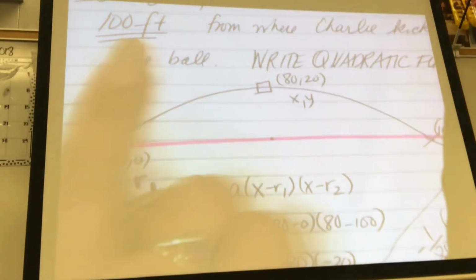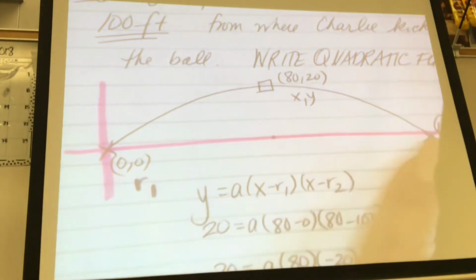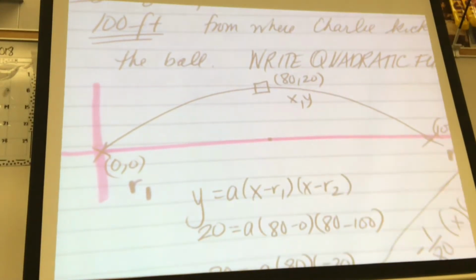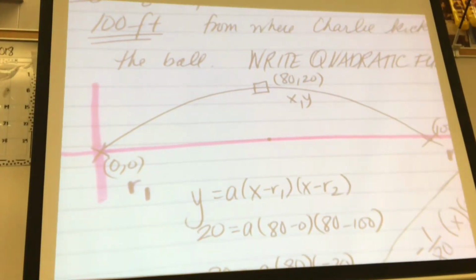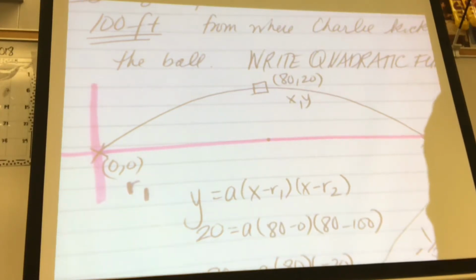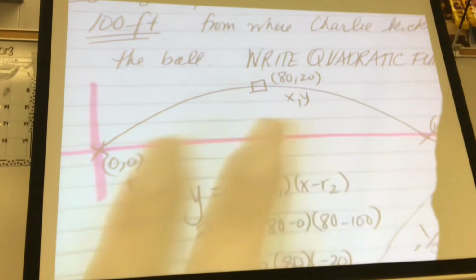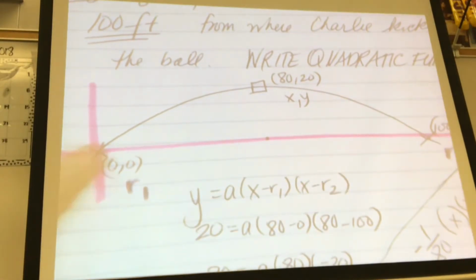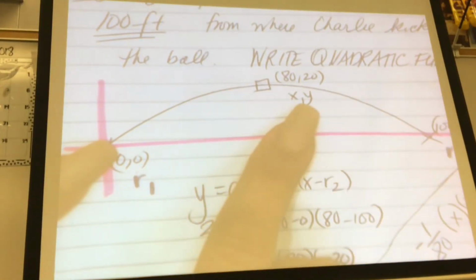The ball lands 100 feet from Charlie. So 100 feet from Charlie, yes? So my two roots are what? 0 and 100. And my x and y are 80, 20. Now I just plug and chug.